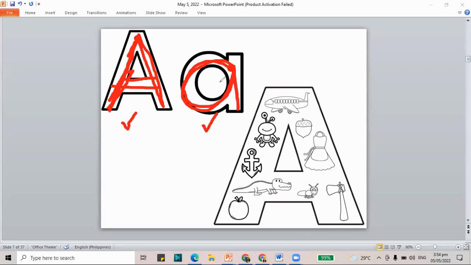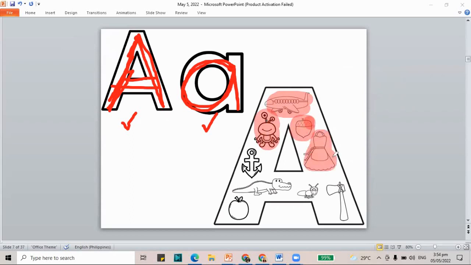Now, how about the things that go with A? Remember, A has the short sound. Sometimes it might also have the long A sound. So we have A for the airplane. There's A for the alien. There's A for acorn. We also have A for the apron.